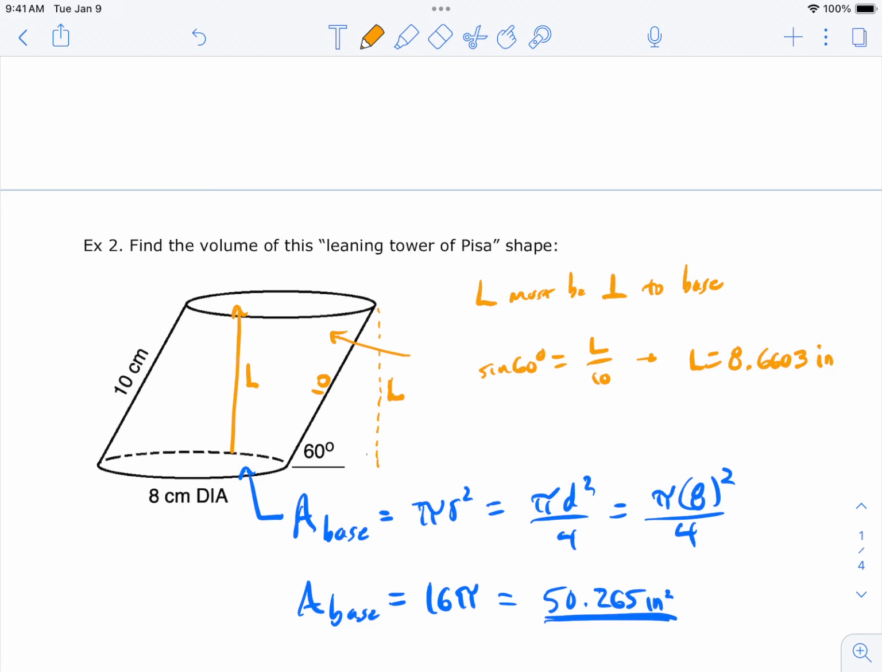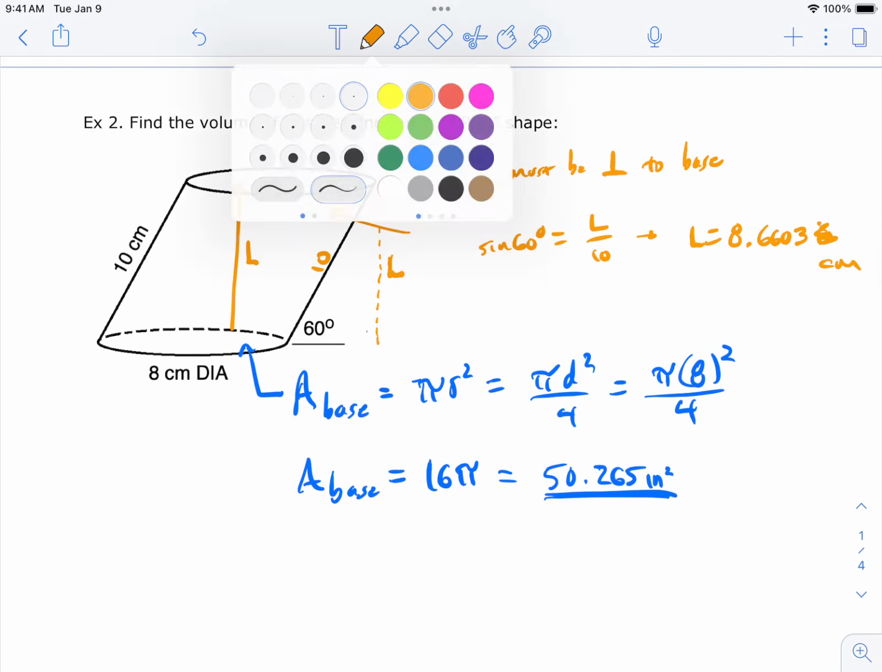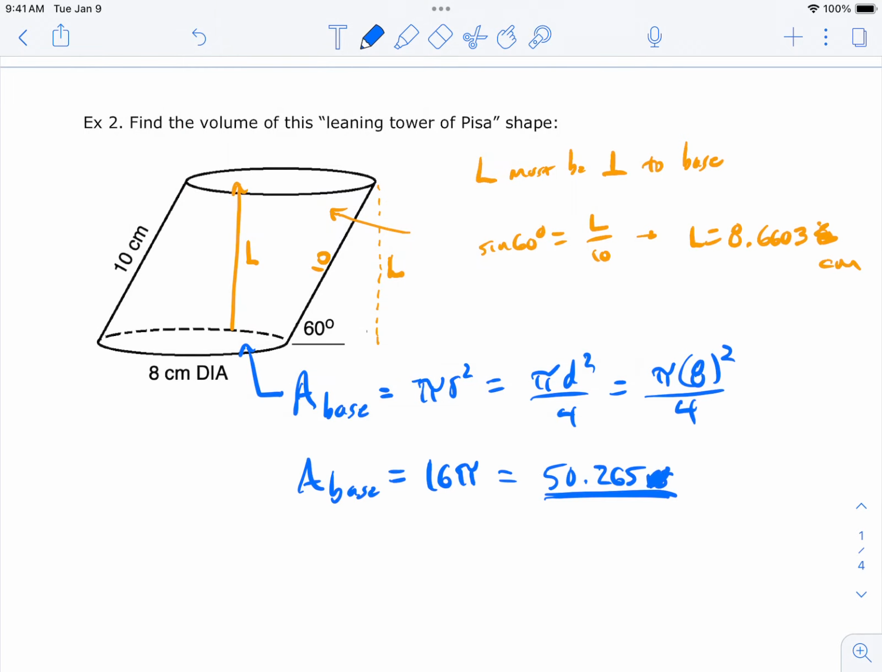Oh, wait a minute, those aren't inches, those are centimeters. Did I mess this up? Those would be centimeters, by the way. Yes. You should have said something. Those are also square centimeters because R is in centimeters. Might as well get it right, right?